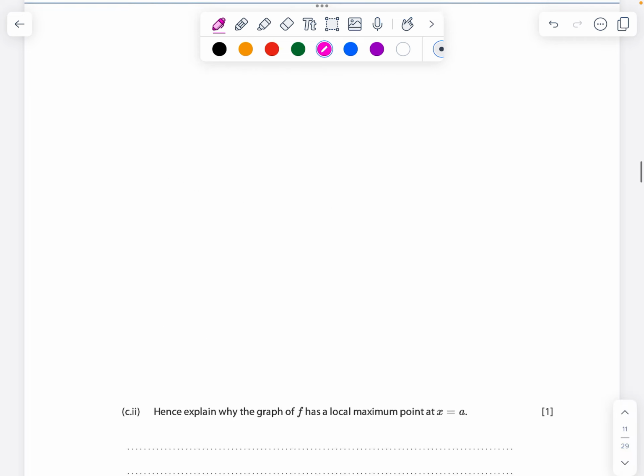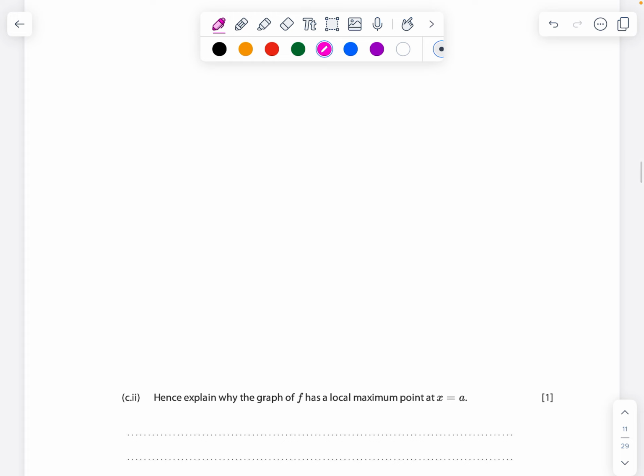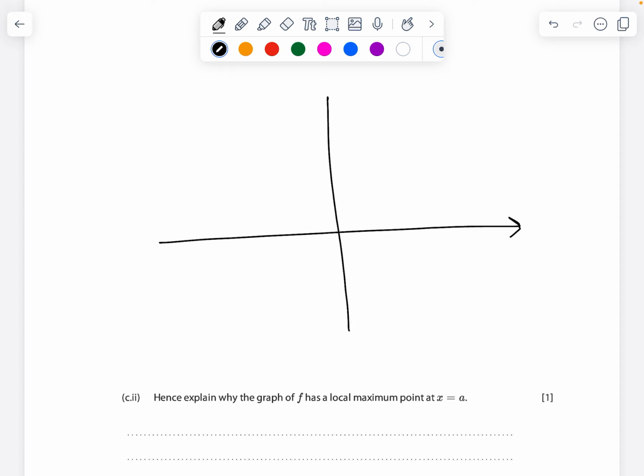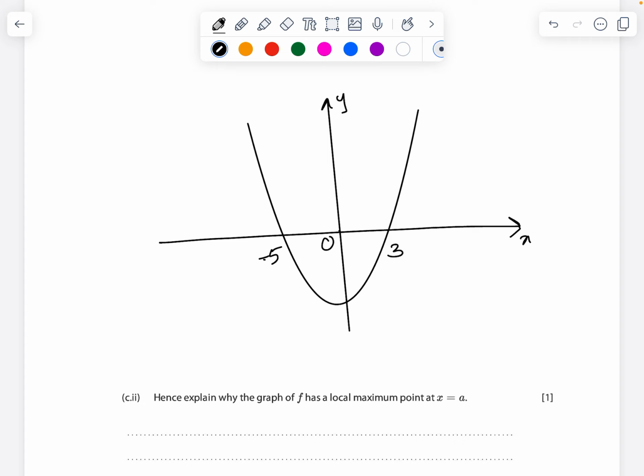Sketch the graph of y equals f prime x. So I draw the x-axis and the y-axis and I draw a curve at negative 5 and 3. This is 0 and this is negative 15. This gives me only 1 mark.